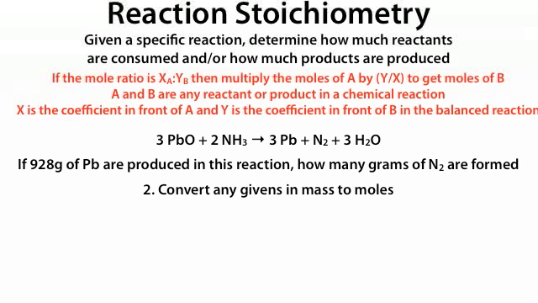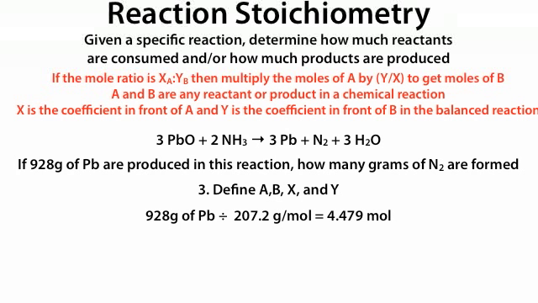Step 2. Convert any givens in mass to moles. We look at our givens, and we see that we have 928 grams of Pb. That's in mass, so we need to convert 928 grams of Pb to moles of Pb. We do this by dividing 928 grams of Pb by 272.2 grams per mole, which gives us 4.479 moles of Pb.